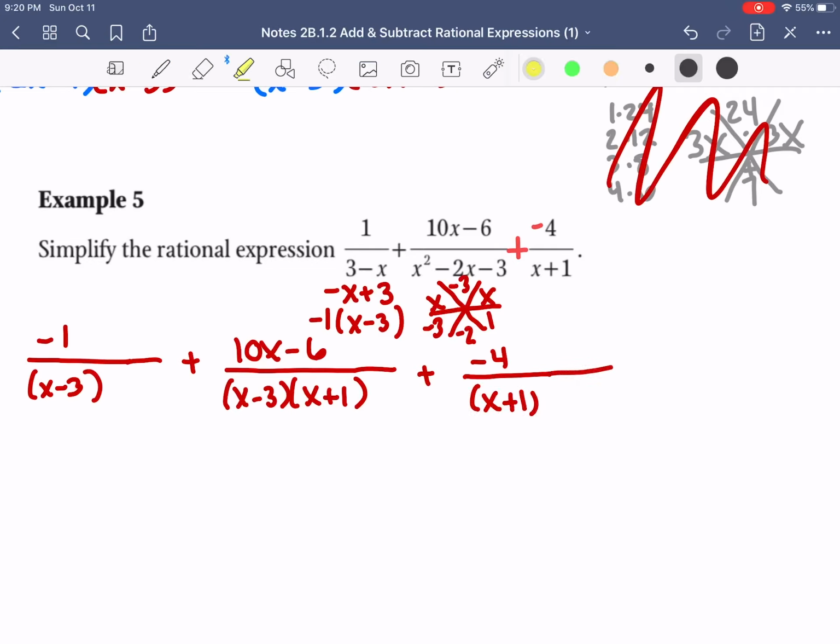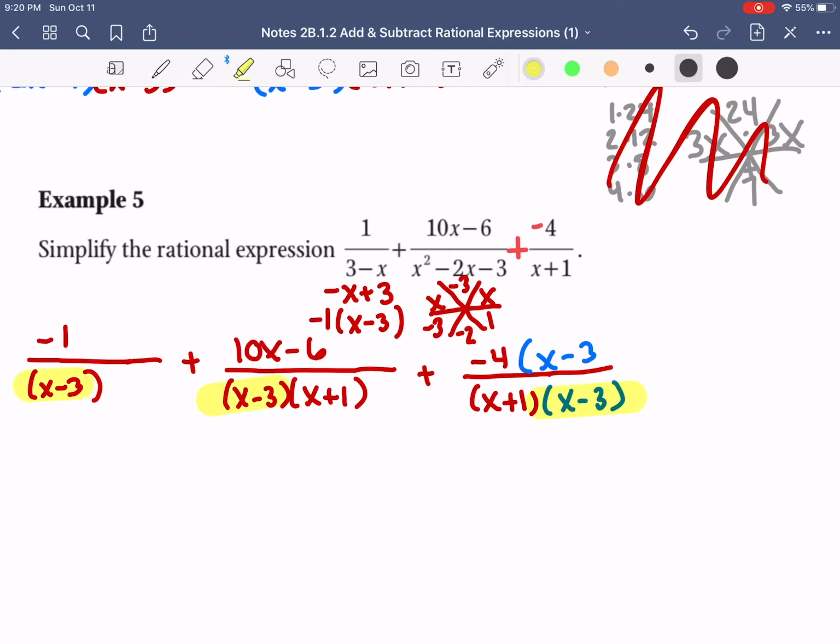Okay, so now I look at my denominators and I see that these first 2 denominators both have an x minus 3, right? My last denominator doesn't have an x minus 3. So what I'm going to do is on the top and the bottom of the last fraction, I'm going to multiply by x minus 3. So now they all have that, right? X minus 3, x minus 3, x minus 3.